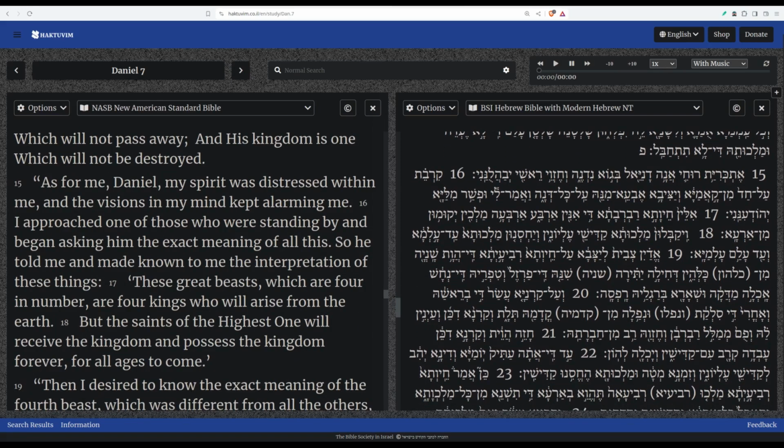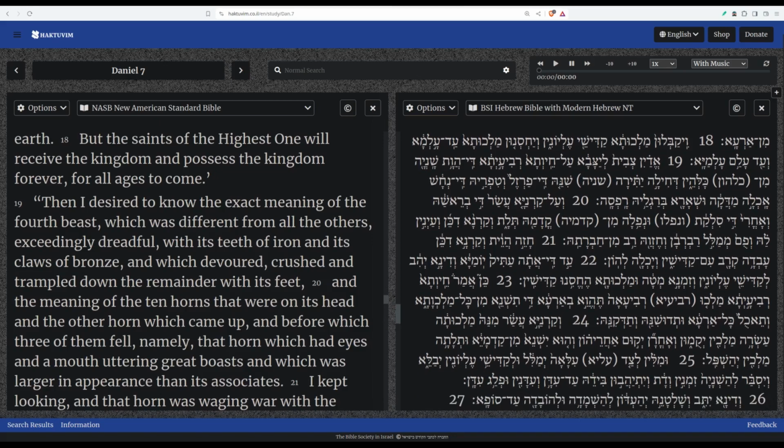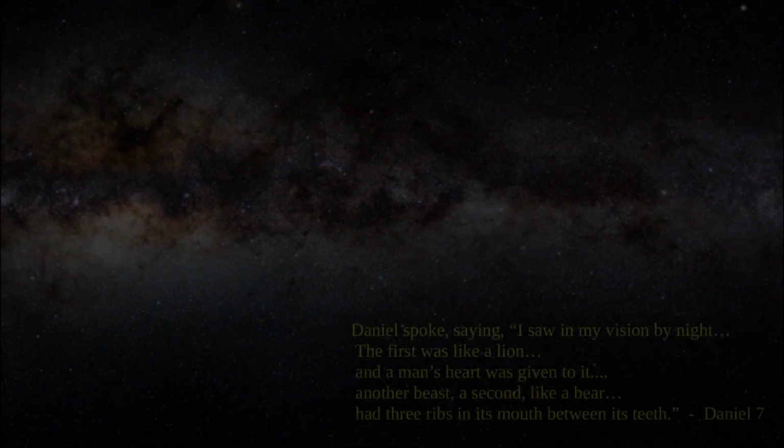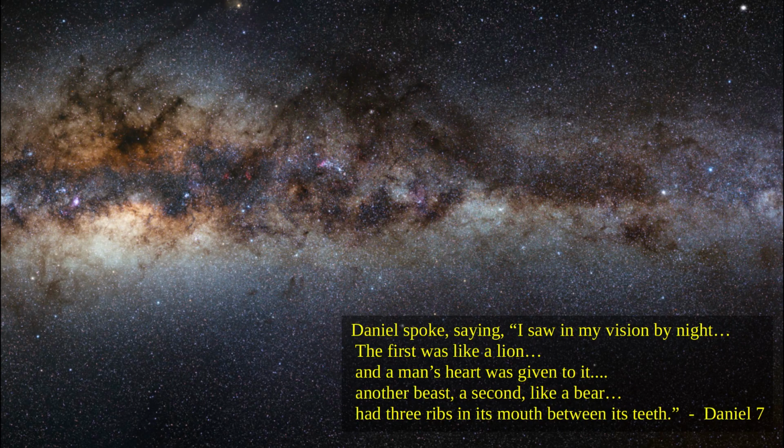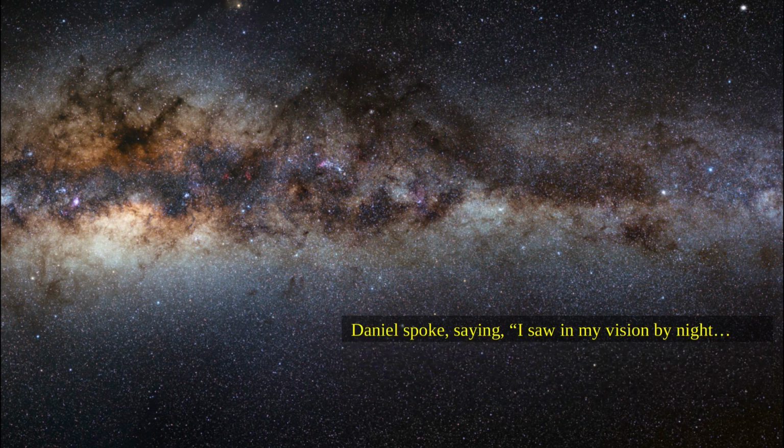Here is a small sample of the text in Daniel in relation to the shapes seen in the night nebulae. Daniel spoke, saying, "I saw in my vision by night. The first was like a lion, and a man's heart was given to it. Another beast, a second, like a bear, had 3 ribs in its mouth between its teeth." It is indeed interesting that Daniel records, "I saw in my vision by night."